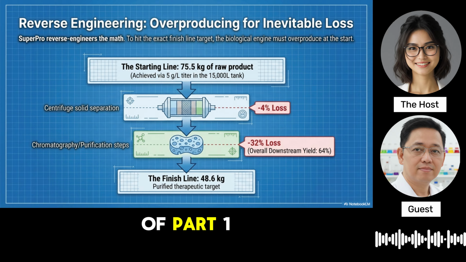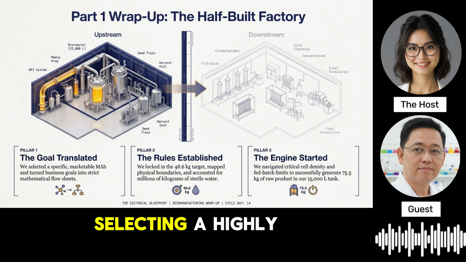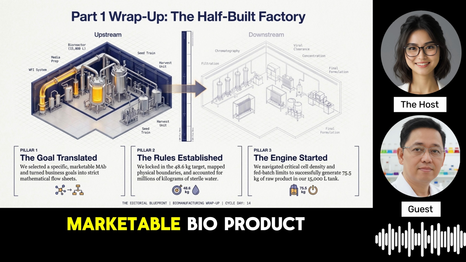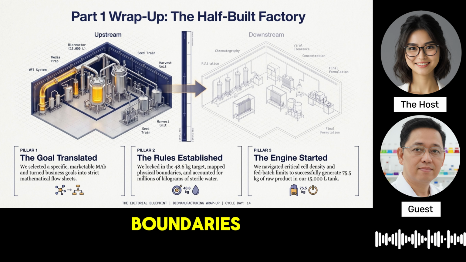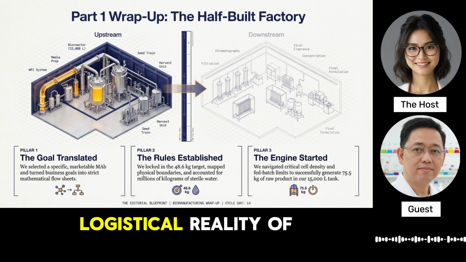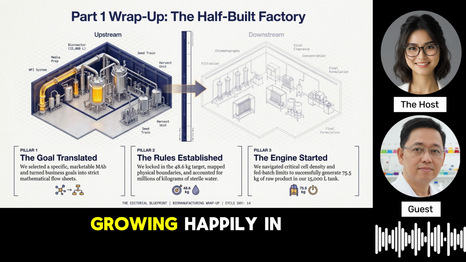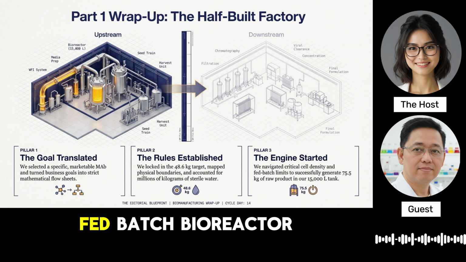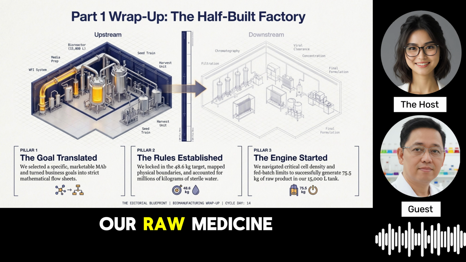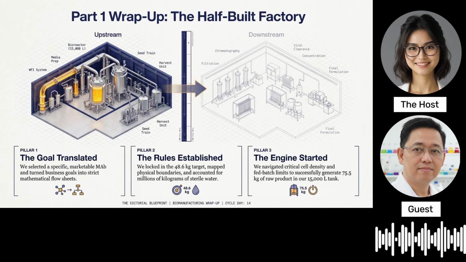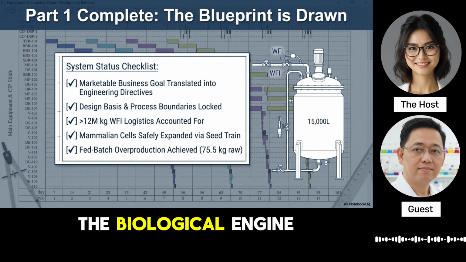Let's do a quick wrap-up of part 1. We've journeyed from selecting a highly marketable bioproduct to translating that business idea into a strict engineering design statement. We covered a lot of ground. We really did. We established our boundaries and realized the staggering logistical reality of moving millions of kilograms of sterile water. And finally, we got our delicate mammalian cells growing happily in a massive fed batch bioreactor, slowly eating their nutrients and overproducing our raw medicine to account for future losses. We've built the foundation and started the biological engine.